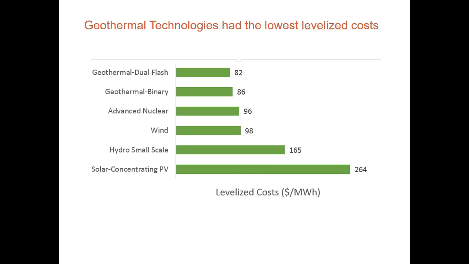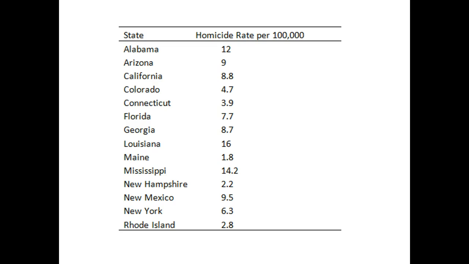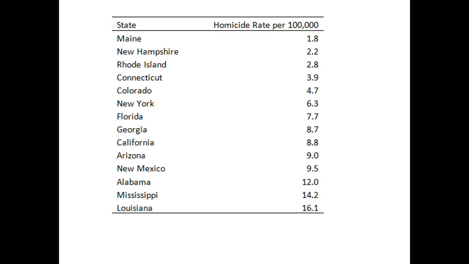Let me give you another example with the table. So here's the table on homicide rates by state that's sorted alphabetically. But if we want to know which state has the highest homicide rate, well, then we'd want to go ahead and sort it by increasing homicide rate here.